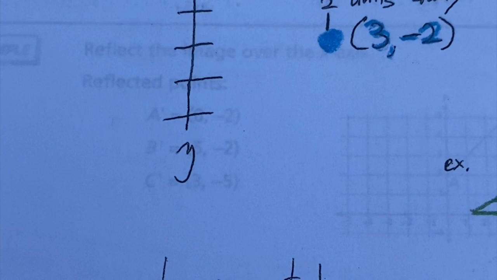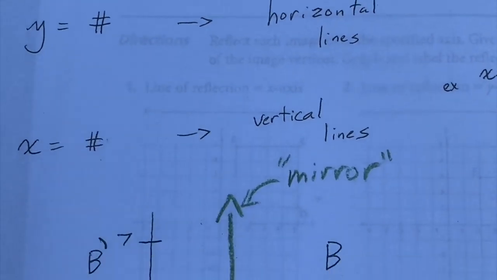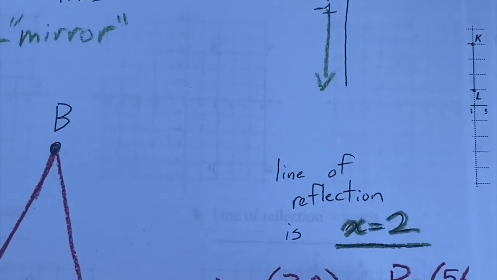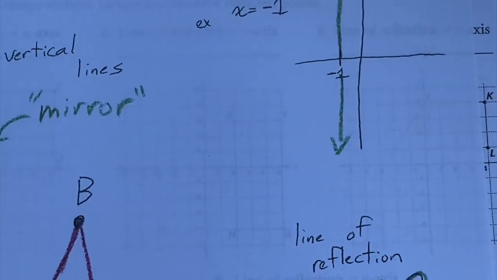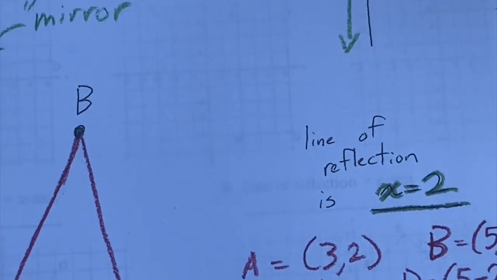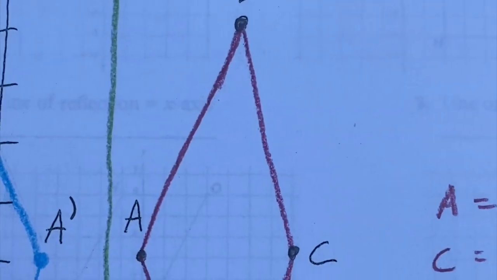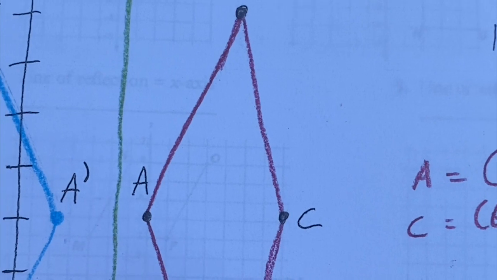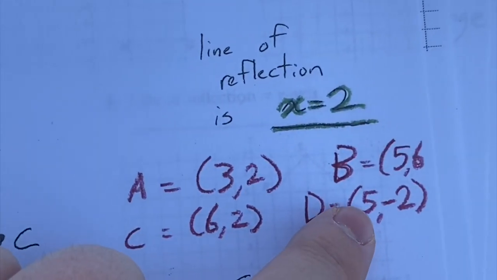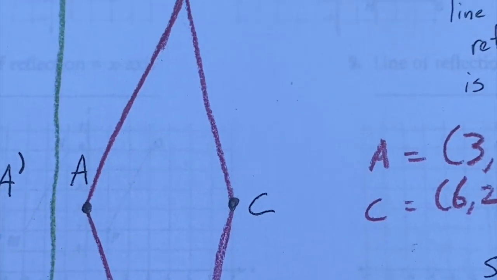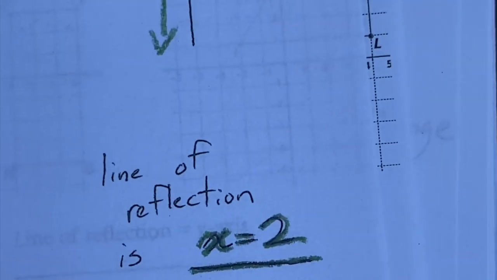All right, so let's look at one of these problems using a line equation. Here we have our object, which is quadrilateral ABCD. What we have here are the coordinates of each of the points. A is 3, 2, B is 5, 6, C is 6, 2, and then D is 5, -2. And then here what we also have is the line of reflection being x equals 2.